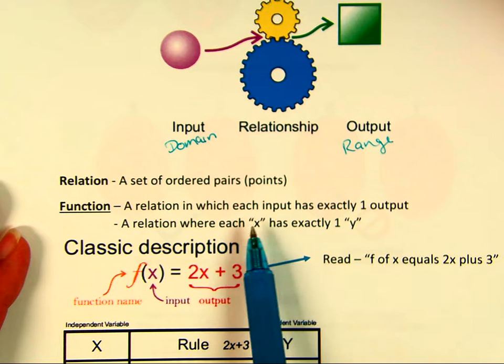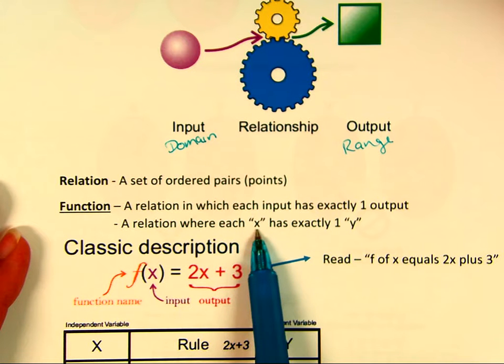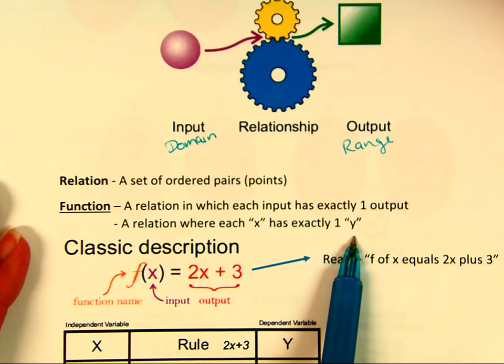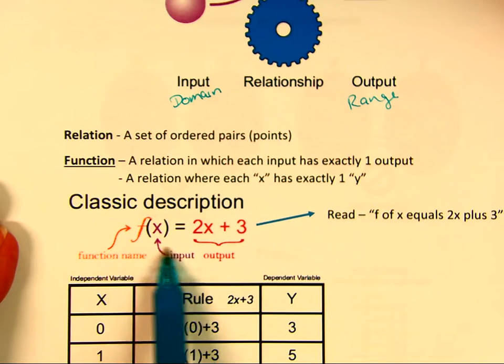Does each y have to have exactly 1 x? No, it does not. It's about x going to 1 y. So it's really important that we look at x and make sure we don't have the same x going to two different y's.